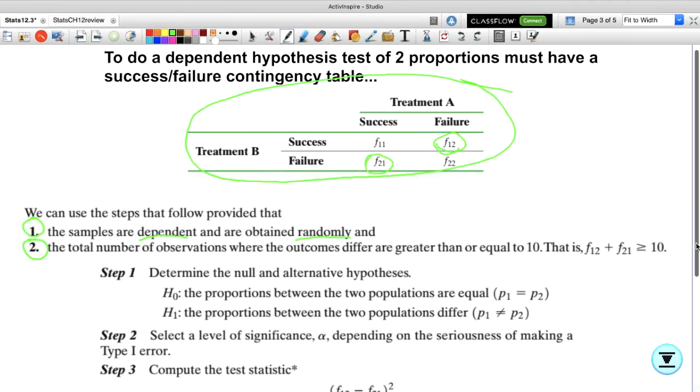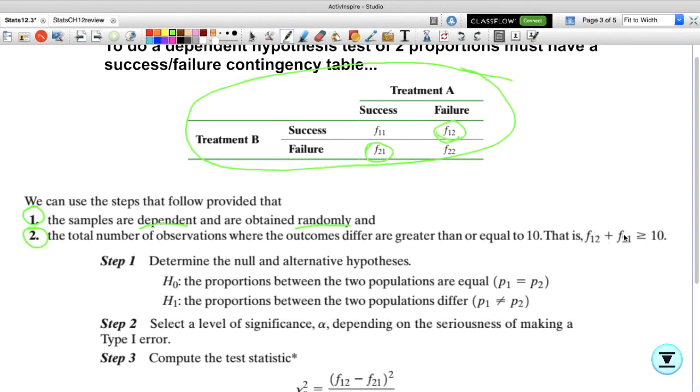There's no test for normality or anything here, but you do need to verify that first. So these are your two assumptions you have to make to be able to do this test. As we start following the actual steps to do the hypothesis testing here, I do want to let you know what this is called. I don't mind if you name this test two dependent proportions. That's perfectly fine to write two dependent proportions.